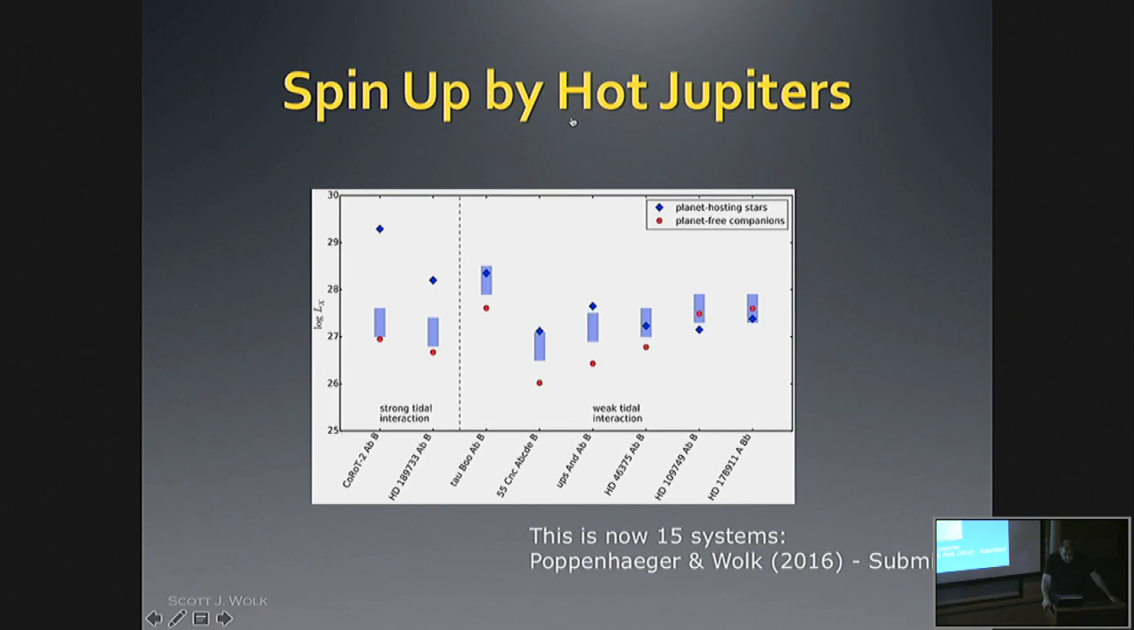So far, we've done this with about 15 systems. I'm only going to show the first 8 here. In the first 8 we only had 3 excess systems. We now have about 6. But what we're finding is that where the planet is a hot Jupiter, and the star has a relatively thick convective zone, we see this effect.